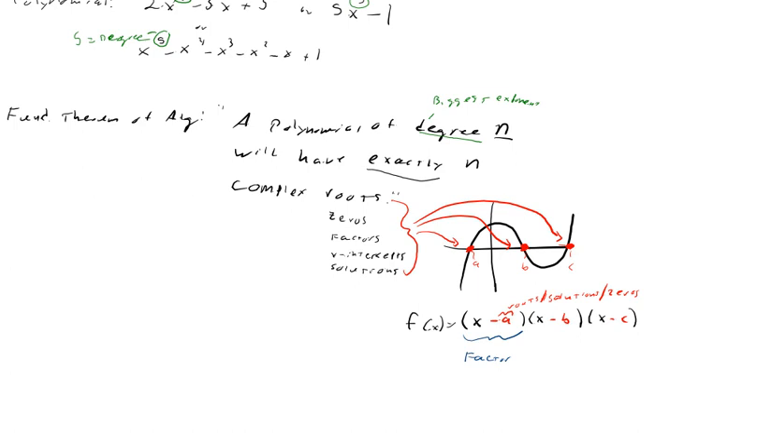So the fundamental theorem of algebra says that a polynomial with whatever degree n, let's say n is 5, will have exactly 5 roots, 5 factors. There will be 5 parentheses if the degree is 5. If your degree is 3, you will have 3 parentheses. If your degree is 7, you will have 7 parentheses. There are exactly the same number of roots as the degree of the polynomial. That is the fundamental theorem of algebra.